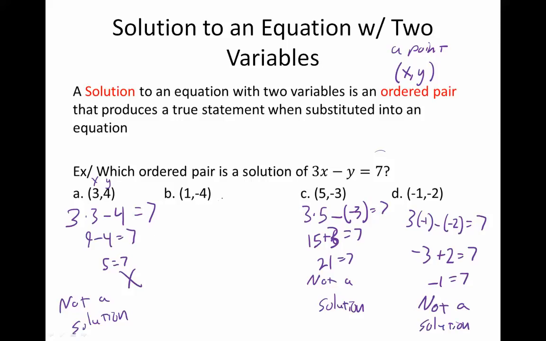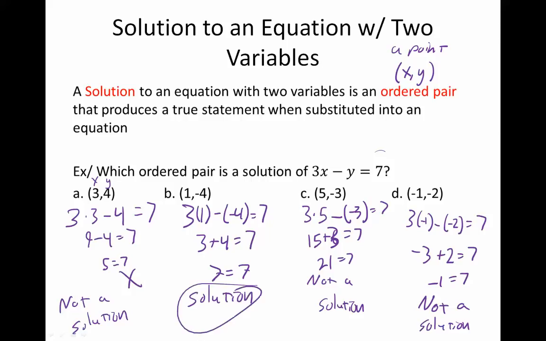So let's check B, and hopefully you've guessed what this is going to be already. Anyway, so we're going to plug in the 1, and then we're going to plug in a negative 4. And that's going to give us 3 plus 4 equals 7. So 7 equals 7, right? Solution! It made a true statement. And because it made a true statement, it is a solution to the equation.